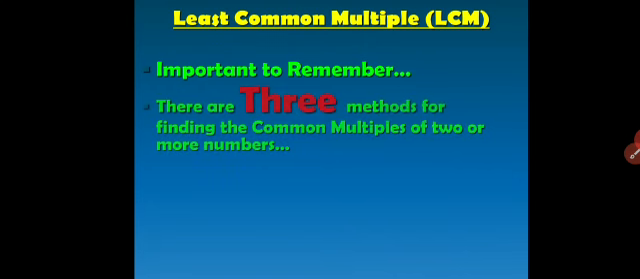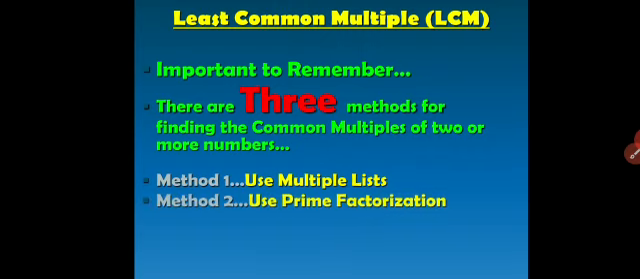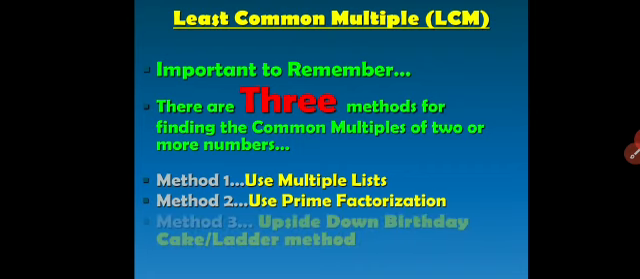Important to remember, there are three methods for finding the common multiples of two or more numbers. Method 1, use multiple list. Method 2, use prime factorization. Method 3, upside down birthday cake or ladder method.